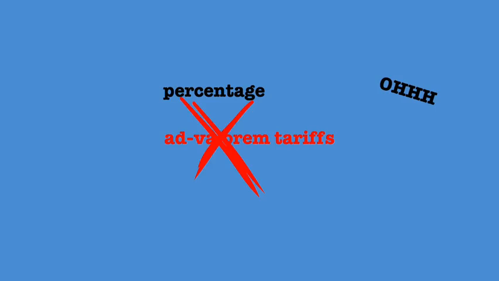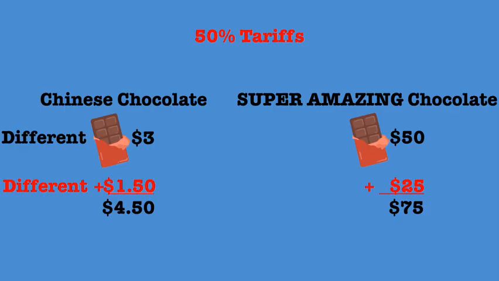The next type of tariff is an ad valorem tariff. However, an ad valorem is a fancy way to say percentage. This kind of tariff is when they enforce a tariff with a percentage. In this example, for the 50% tariff, Chinese chocolate is $3. The tariff, however, is 50% of 3, which is 1.5 or $1.50. The total is $4.50. The super amazing chocolate, which is $50, so the 50% of 50 is $25. So the total will be $75. As you can see, the tariffs on these two items are proportional to the first value.